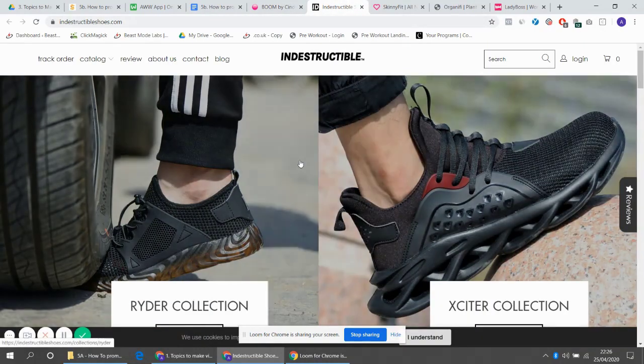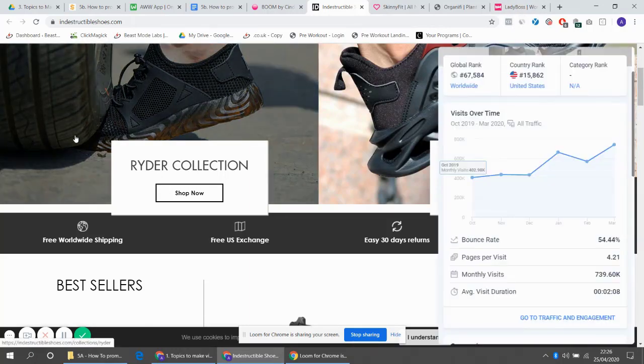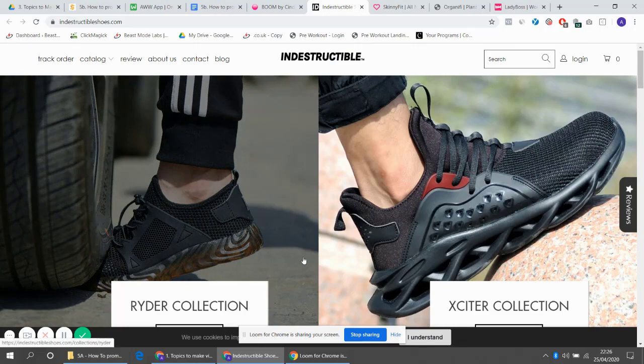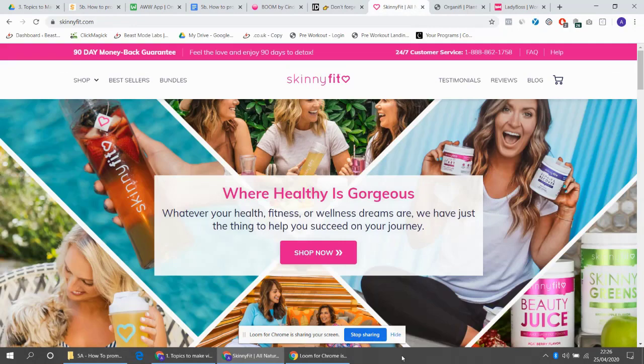Now here is another example who sells shoes. Their monthly traffic is around 750,000, and they were all over Facebook. And if you reverse engineer them as well, you're going to see some interesting results.